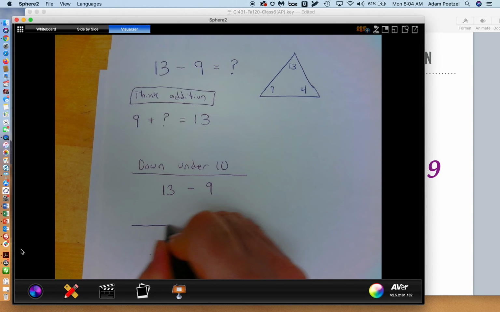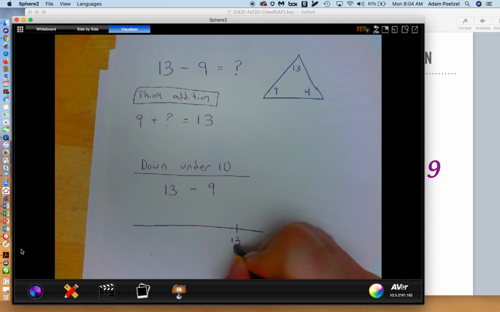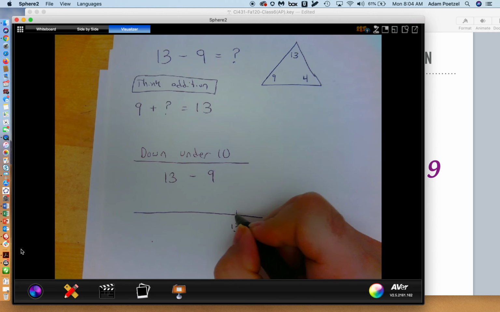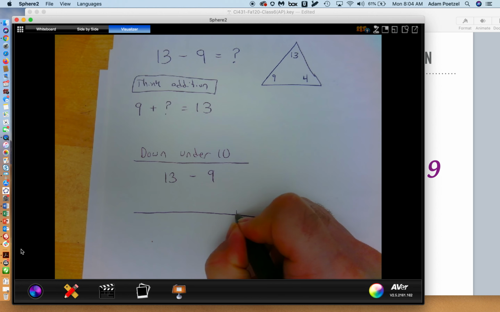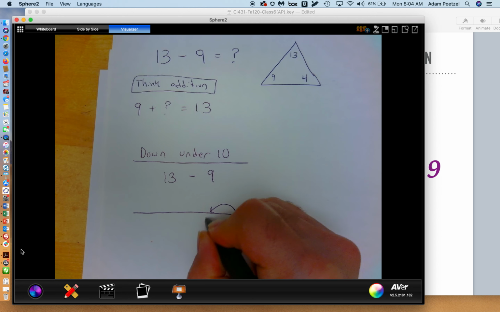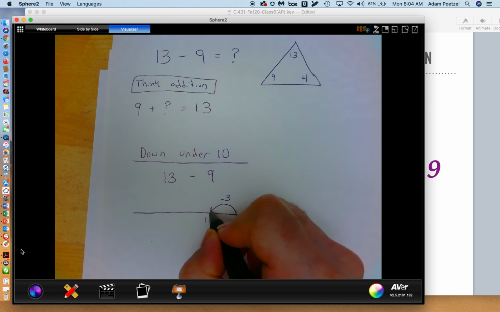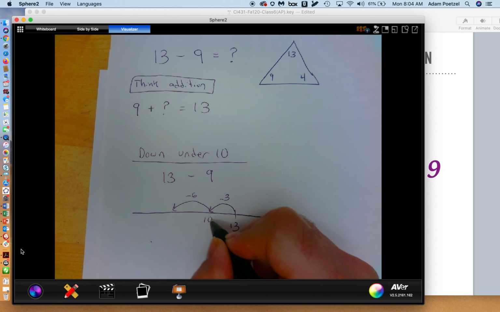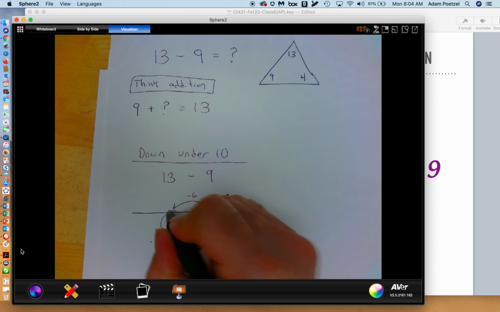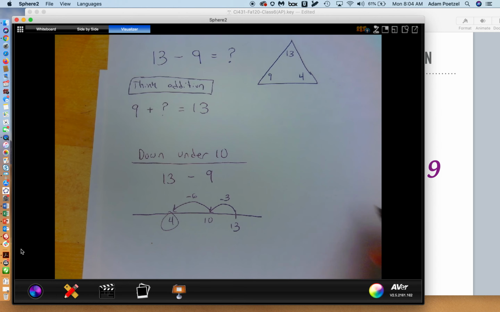And again, there's lots of visuals for these strategies as well. Using an empty number line, I might say 13 minus 9 would look like this. Well, I could take 3 away to get to 10, and then I know I still need to take away 6 more, so I know that taking away 6 would get me to 4.